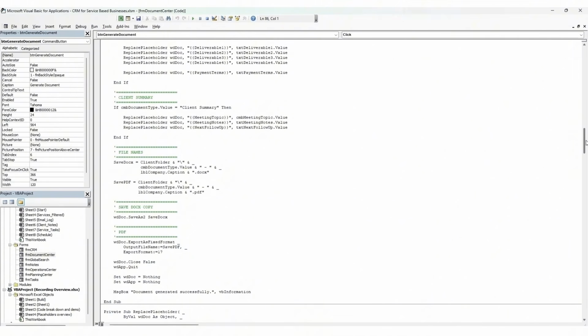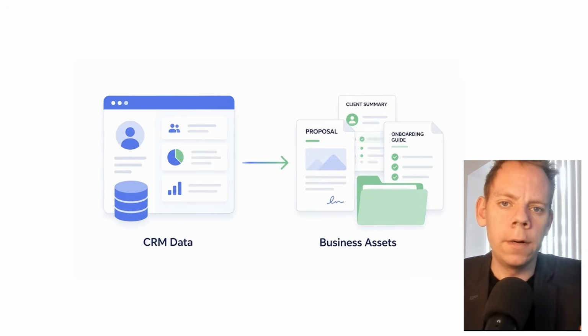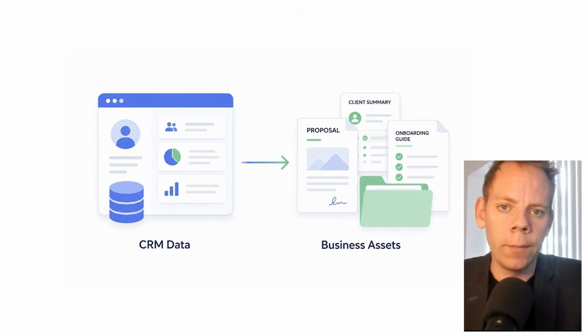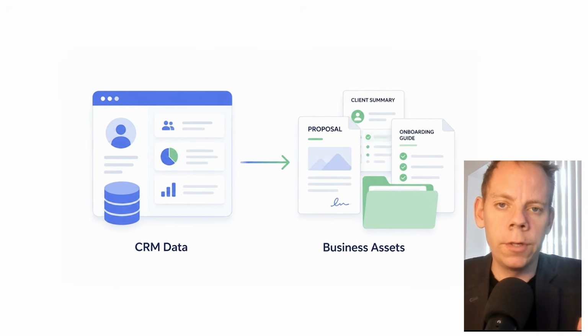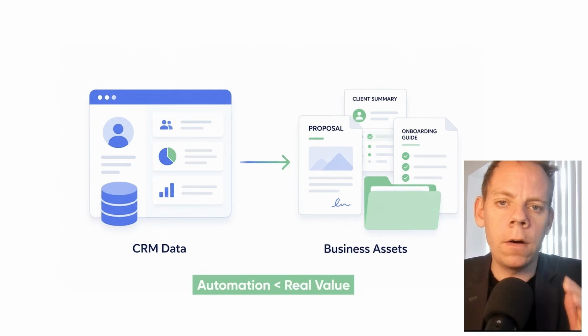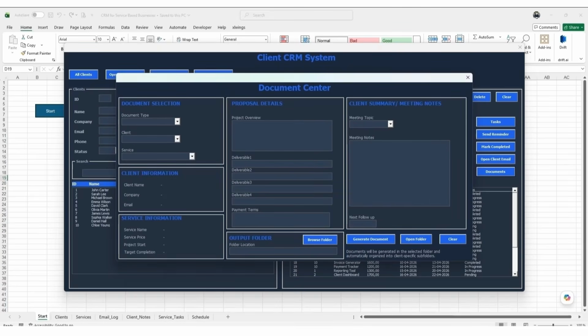Every document is also exported as a professional PDF. Notice how the CRM has evolved from storing information to actively producing business assets. That's where automation starts creating real value. And now let's start generating the documents. Let's generate all 3 document types from start to finish.